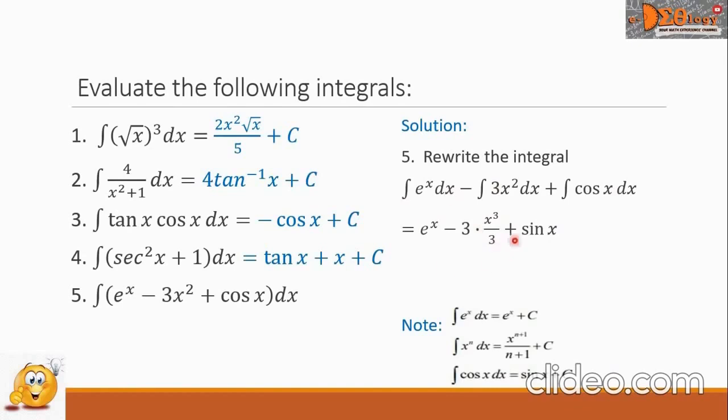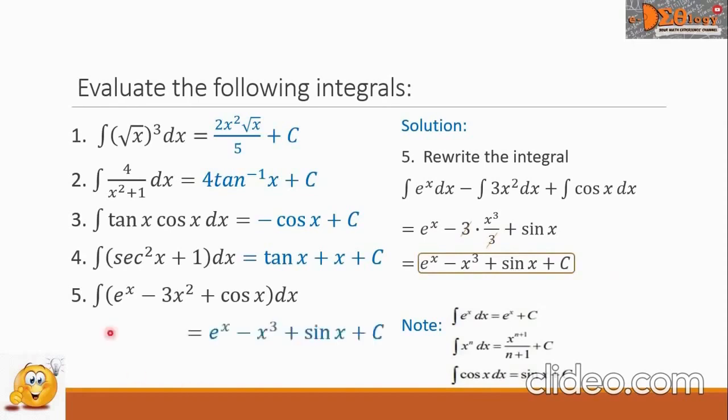We can simplify this part by cancelling the 3 and the denominator 3. Rewriting again the answer, we have now e raised to x minus x cubed plus sine x. Then we will write the plus c. This is now the final answer for problem number 5. Let us copy this under problem number 5.